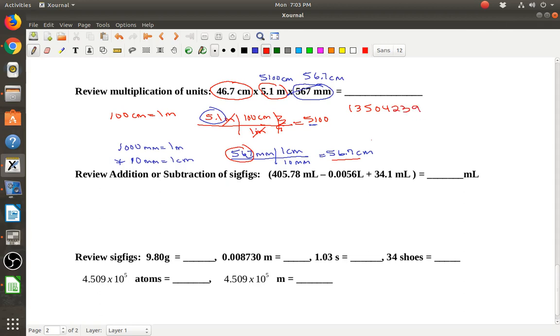Now we multiplied centimeters by centimeters by centimeters, so centimeters times centimeters times centimeters is centimeters cubed. That's my unit. Now I have to fix the sig figs. I have 3 sig figs, 2 sig figs, 3 sig figs. 2 sig figs is the smallest amount, so I need to round to 2 sig figs. You always come in from the left. I have to round to this number.